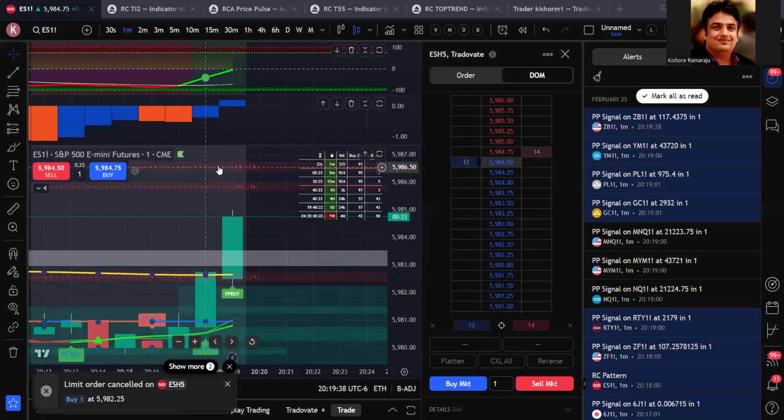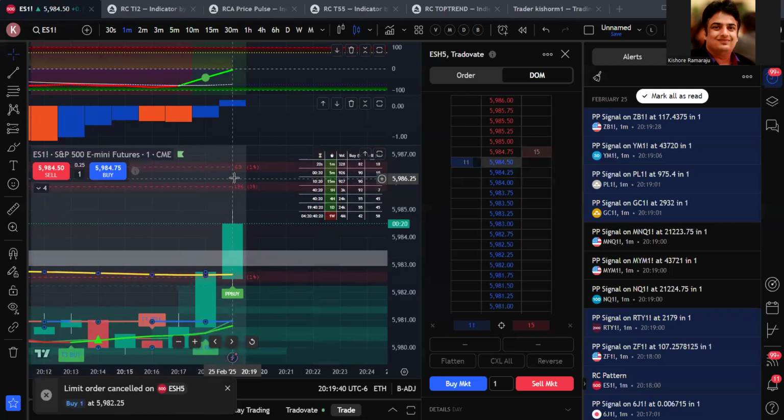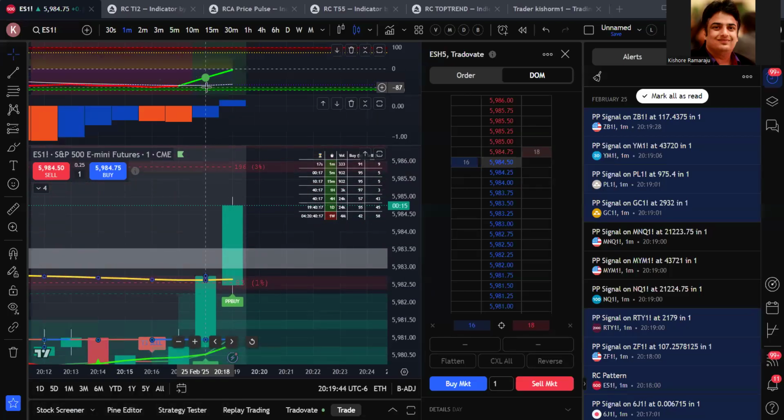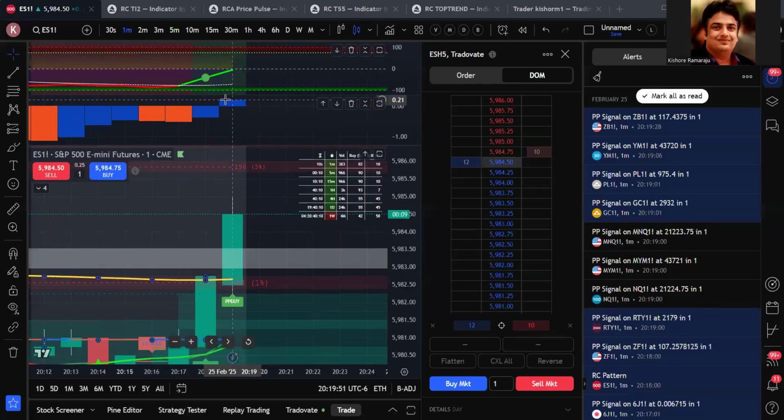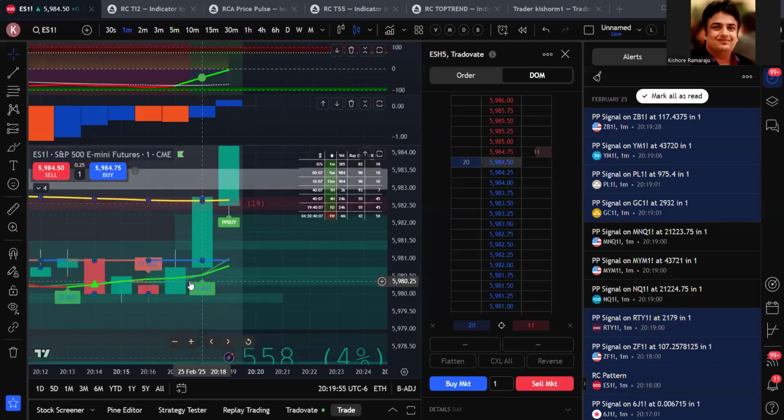Again, because there are some sellers here, I made $100. I took the profit. So again, do you see the right confluence? This is number one confluence. This is number two confluence. This is number three. We got a T3 buy. We got a price pulse buy. You can see a lot of buyers here.